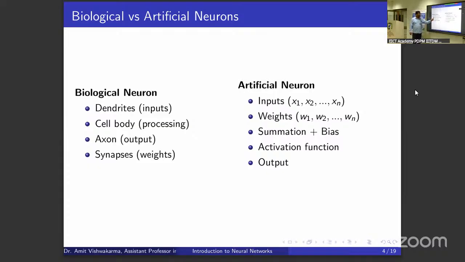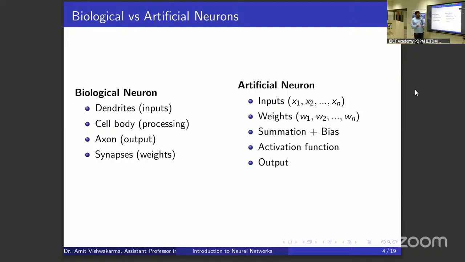Axon is the output of the cell body. Dendrites are the input. Cell body is the processing unit. Axon is the output. So what are these synapses? The synapses actually weight the input before it goes into the cell body, before it goes into the processing unit. It is multiplied or weighted by synapses.